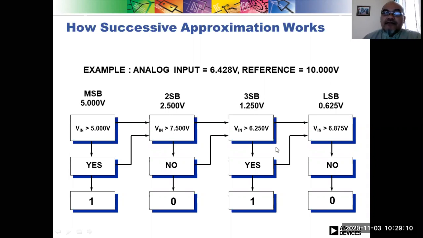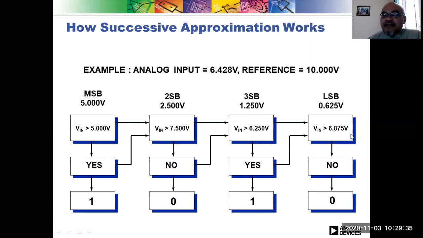So the value is 1, is 2, right? 2 over 8 is 1/4. 1/4 of 5 is 1.25, 1.25 volt plus 5 volt. Is the value larger than 6.25? Yes. If it is yes, then you know that the third significant bit should be turned on.